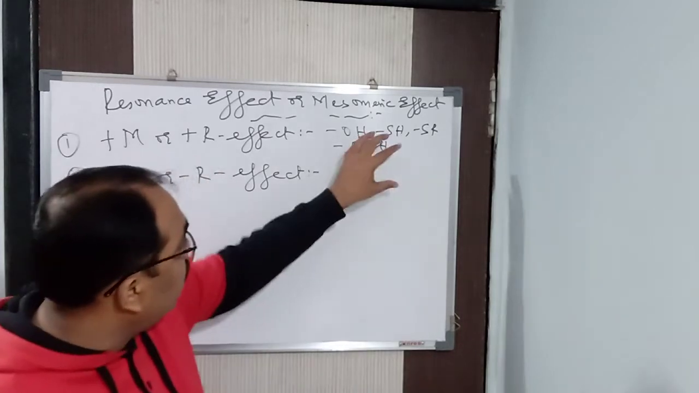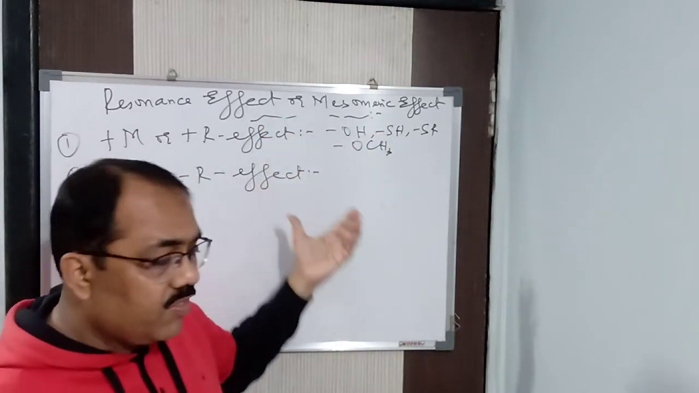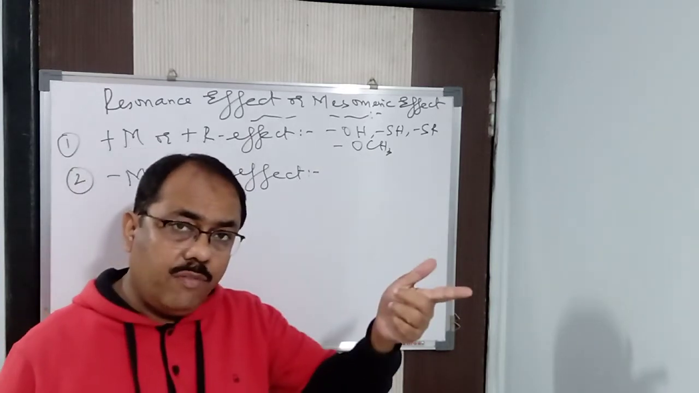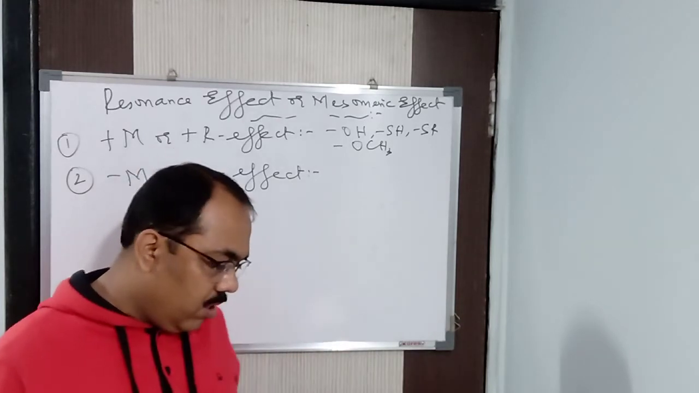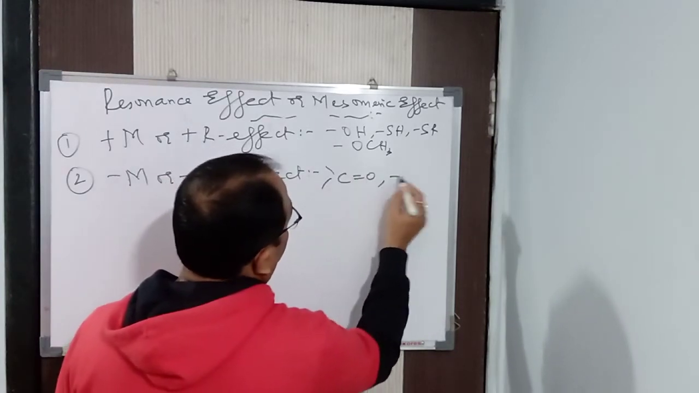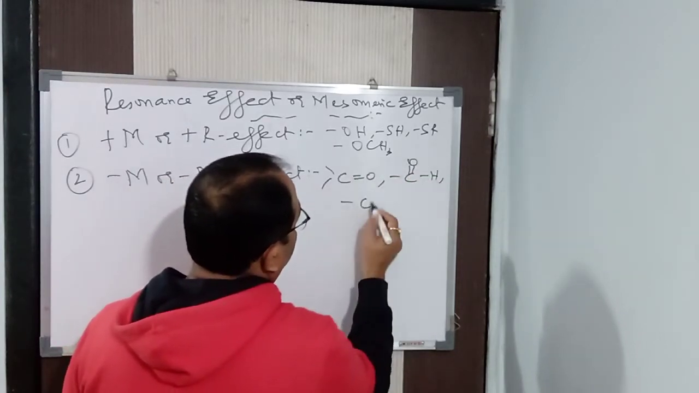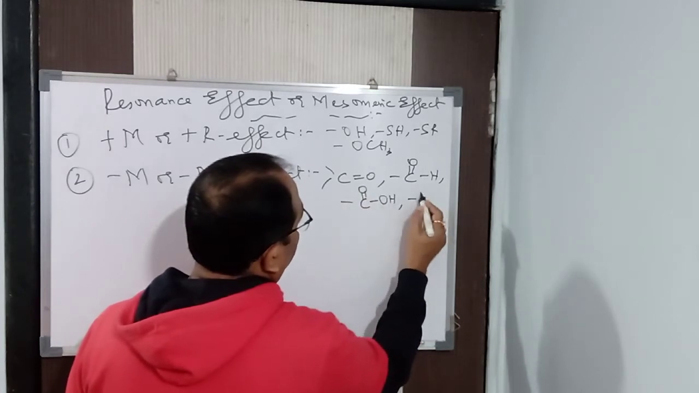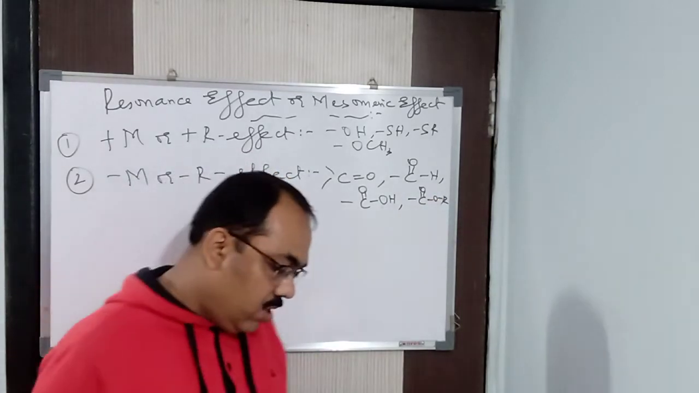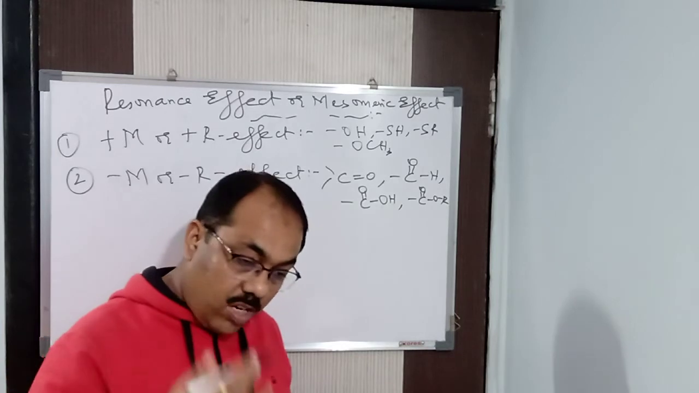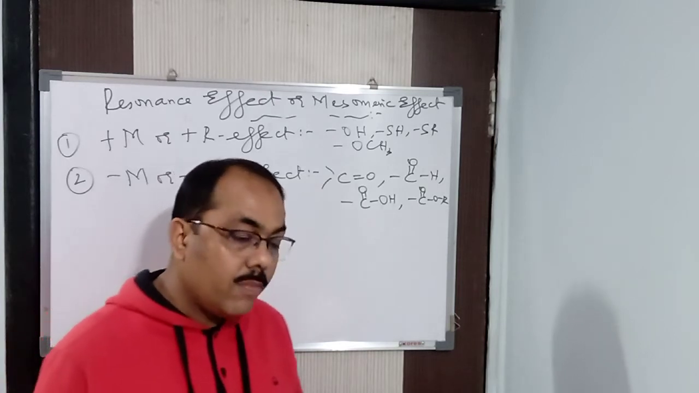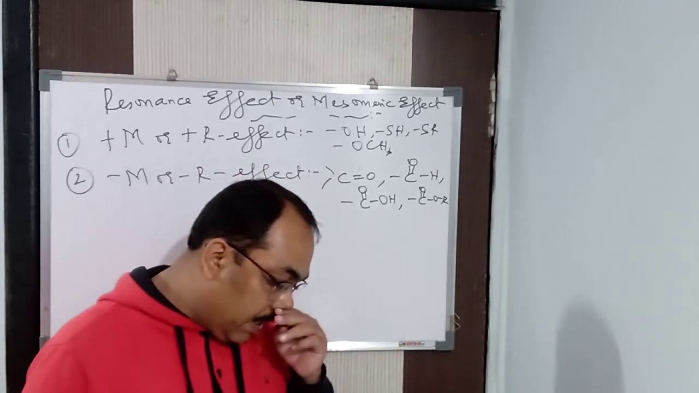So here, in plus R the groups donate electrons. In the case of minus R or minus M effect, the groups withdraw electrons. See, always donation takes place by single bond groups and withdrawal always takes place by multiple bonds. So the multiple bonds can be C double bond O, CHO, COOH, COOR, in this way. All these are multiple bonds that withdraw electrons from the conjugated system towards themselves due to resonance, and are said to have minus R or minus M effect. Clear?